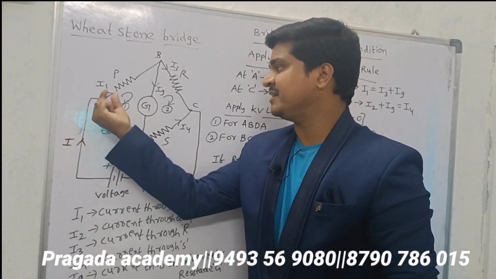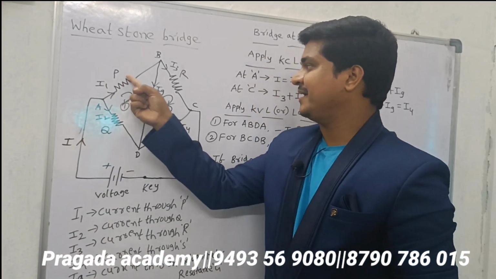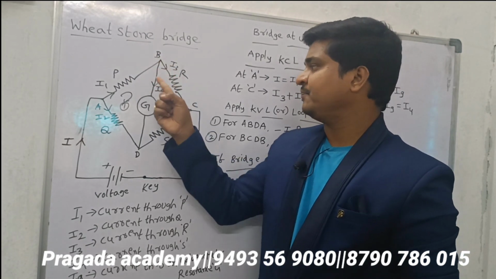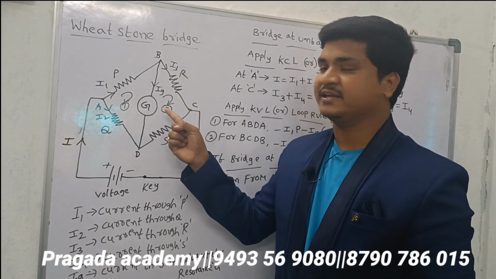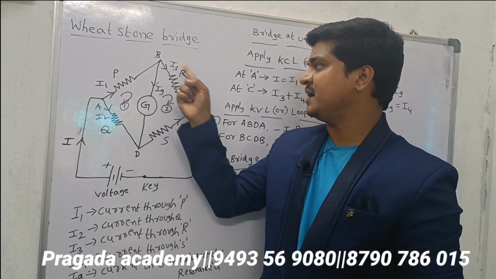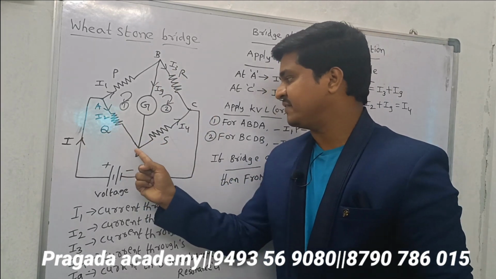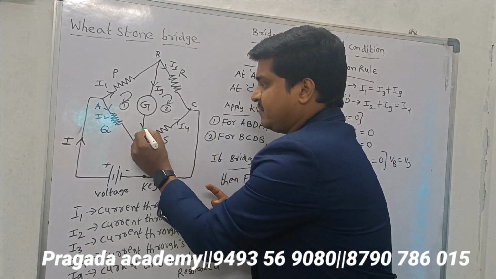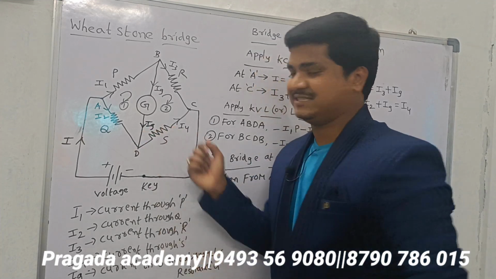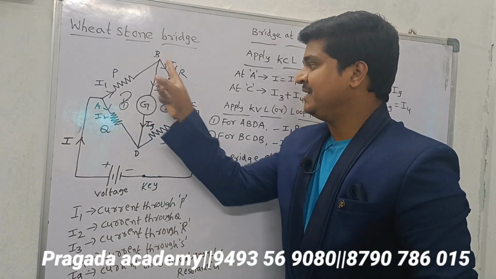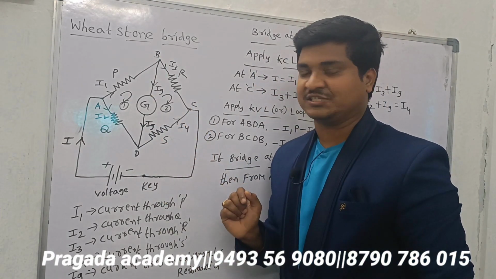So I here is divided as I1, I2. And again here, according to the KCL rule, the current is dividing, so that will be Ig and I3. And I2 is also divided as I4. And the coming current will be I. Here, A, B, C, D are the junctions.